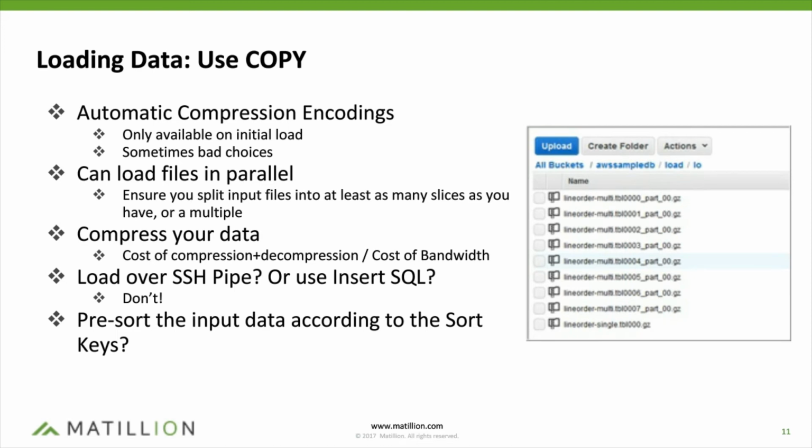Copy will also load files in parallel. So if you've got lots of slices, lots of nodes in your cluster, you'll also want many files so they all have some work to do in parallel. If you have one big file, it will actually mean all the work's being done by a single compute node, and you don't want that to happen. The actual data in S3 itself can be compressed, and we would always recommend that you do that. The cost of bandwidth versus the cost of compression and decompression usually means that compressed data will actually load faster.